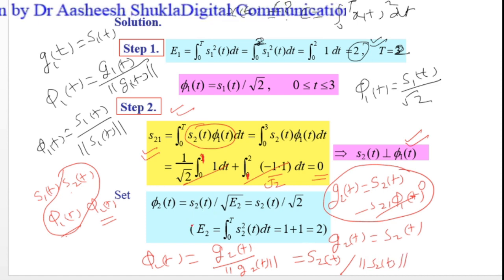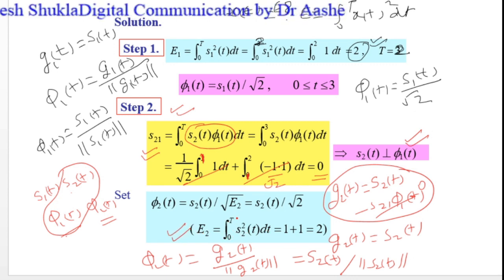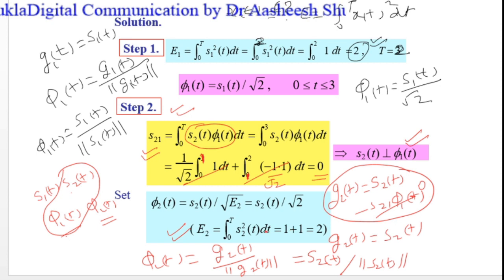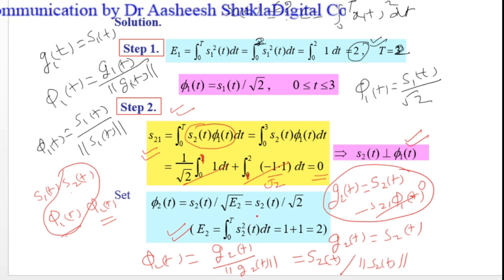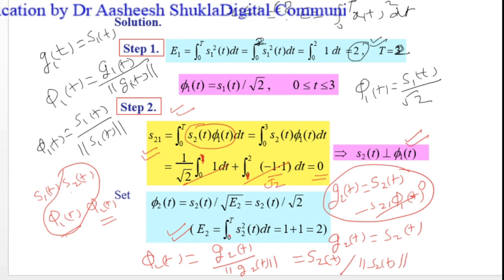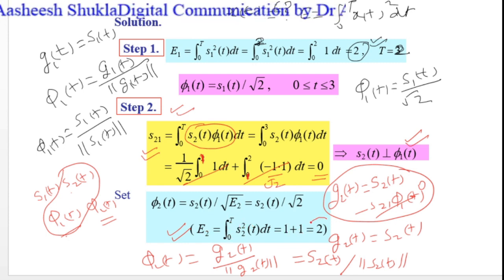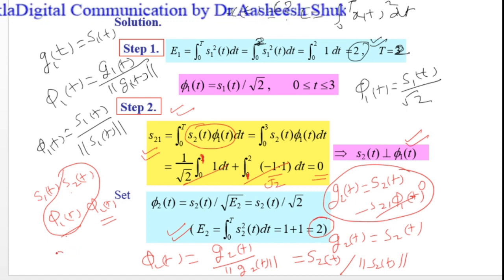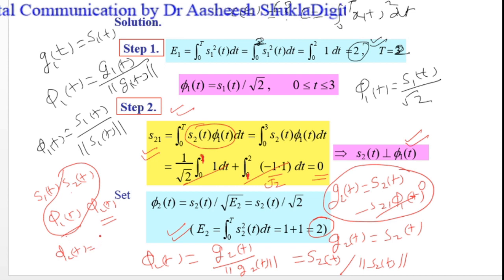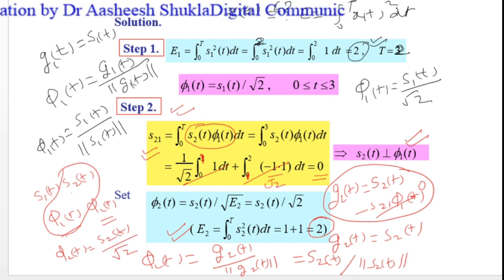So now we can calculate the energy. To calculate the energy, we can again use the same formula, integral from 0 to T of S2 squared t dt, and S2 squared means the waveform of S2 squared. You can simply calculate this integration, and you will get the value of energy equal to 2. So now you can simply find the value of phi 2t, which is S2t divided by under root 2.